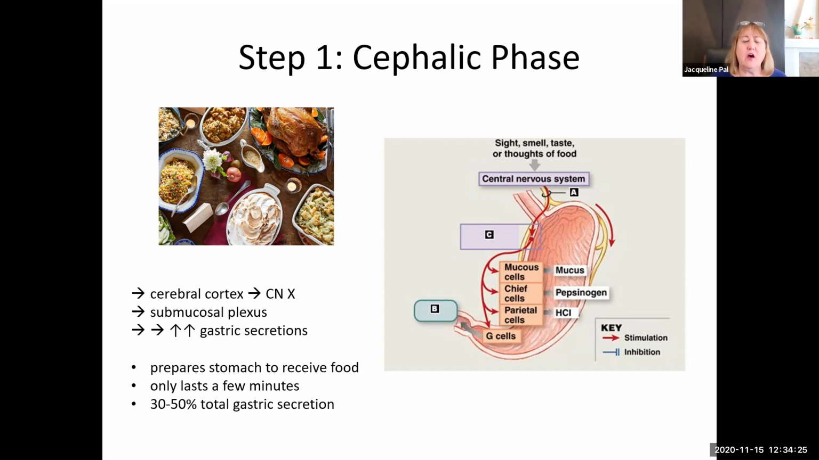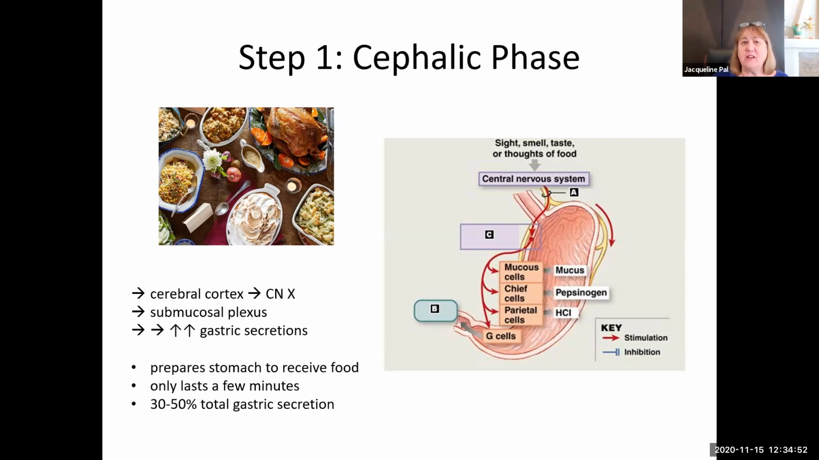After the cephalic, the whole point of this, which only actually lasts a few minutes, is that it prepares the stomach for food to come into it, because this starts before the food actually enters the stomach. And this phase, although it's very short, will account for somewhere between 1/3 and 1/2 of all the gastric secretions.